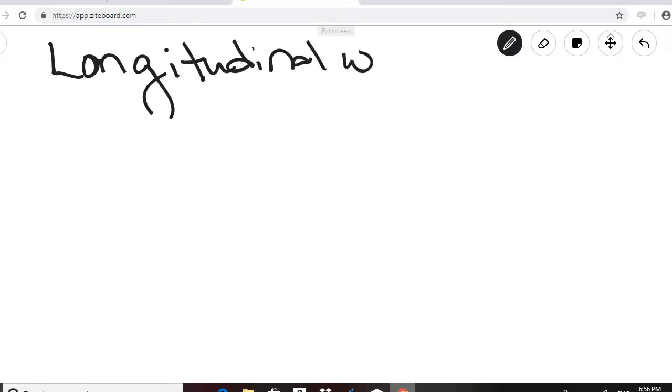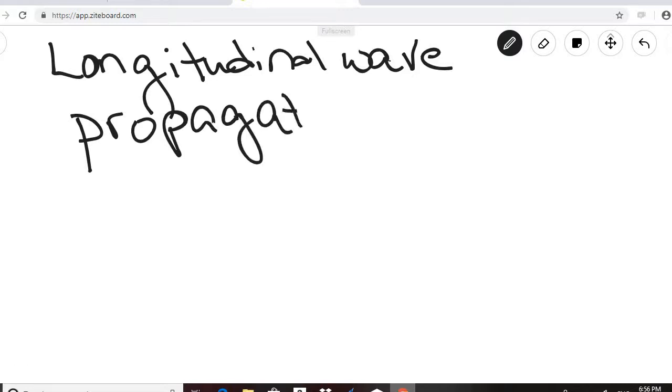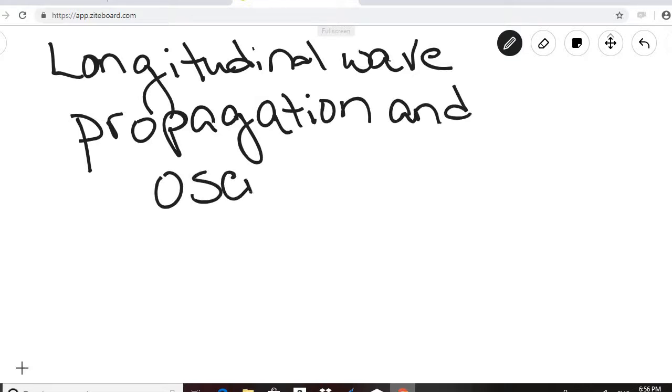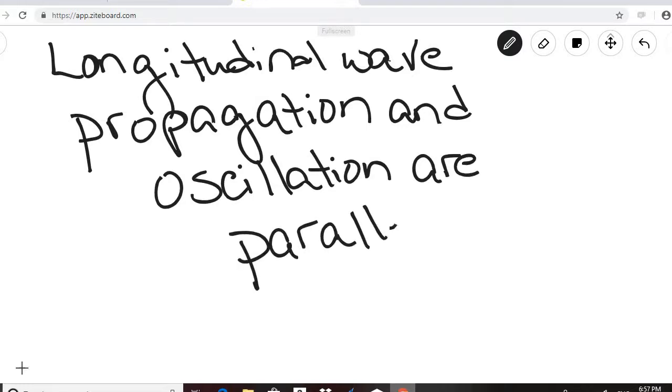Okay, that is contrasted then with a longitudinal wave. And a longitudinal wave is one in which the propagation is parallel to the oscillation. So propagation and oscillation are parallel. And one really good example of a longitudinal wave is something that maybe you have played with, and that is a slinky.